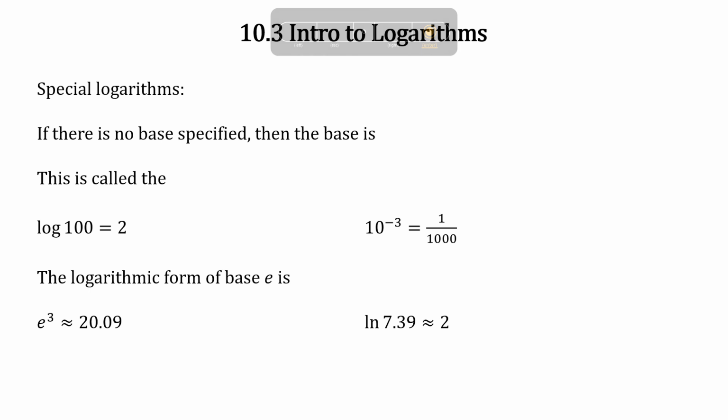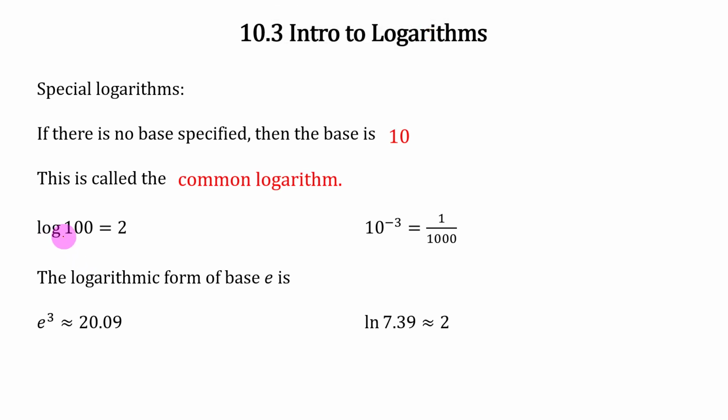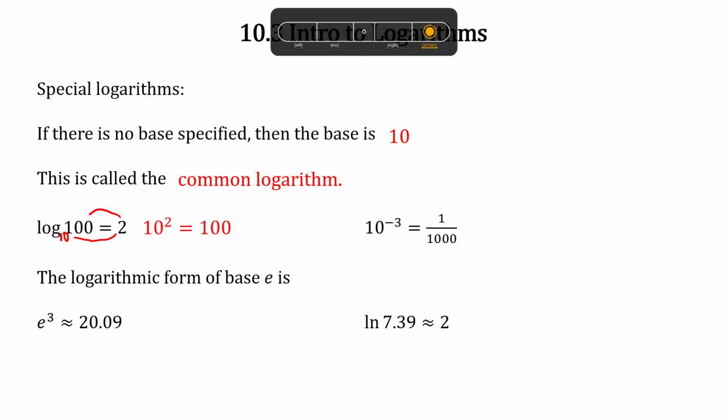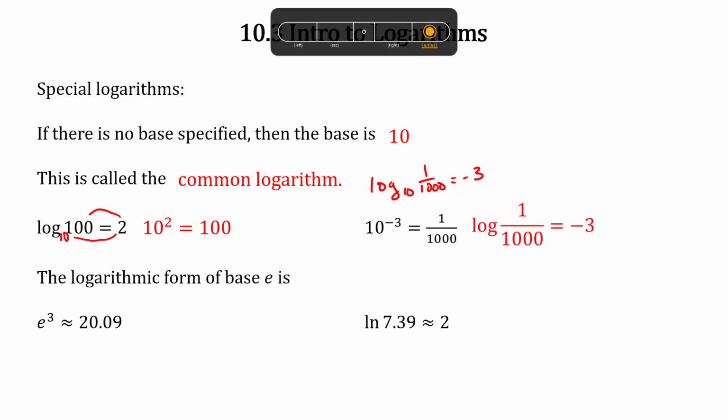So some special things. If there is no base specified, the base is 10. This is called the common logarithm. So the way you can think about this is there's an unwritten 10 here. So 10 squared is going to equal 100. When I write this, log base 10 of 1 over 1,000 equals -3. Well, I don't write the 10.